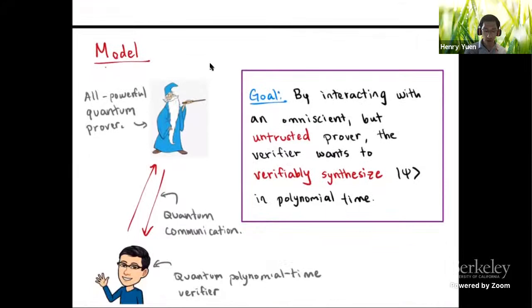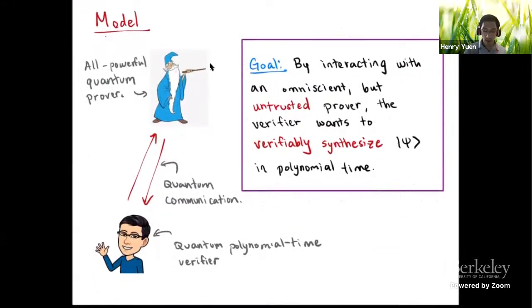So here's the model that I want to consider. We have some quantum polynomial time verifier interacting with some all-powerful quantum prover. This interaction can be quantum. We think of this prover as able to do anything it likes. It can compute very difficult problems, prepare difficult states. We just don't trust the prover. So the goal here is, by interacting with this untrusted prover, we want to verifiably synthesize this complicated state psi in polynomial time. So the question is, can we do this?